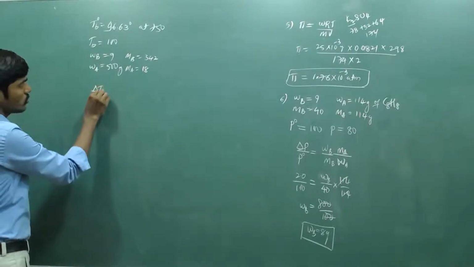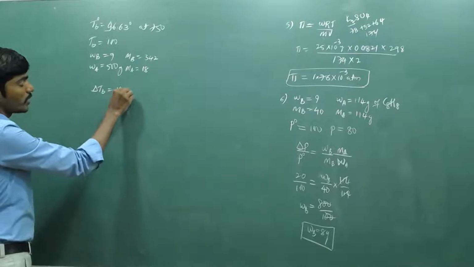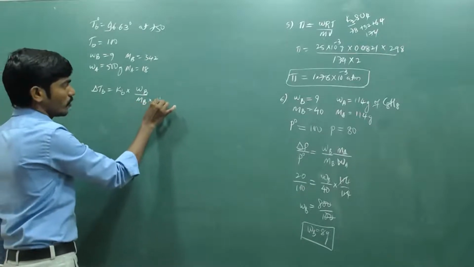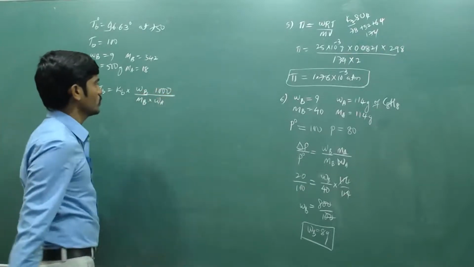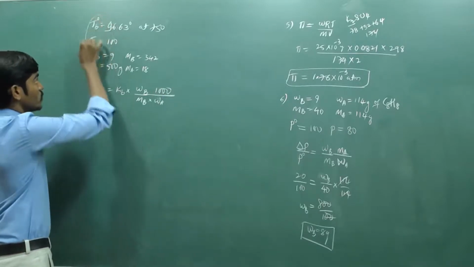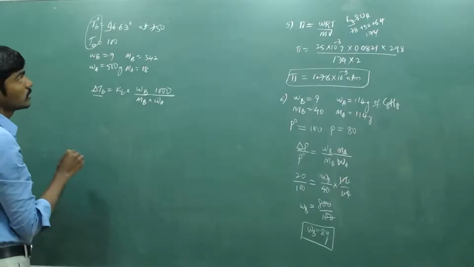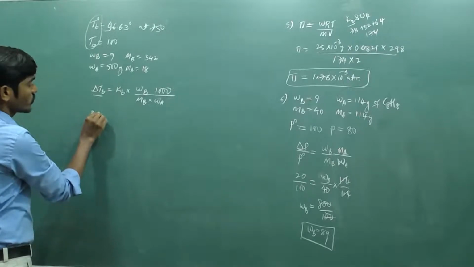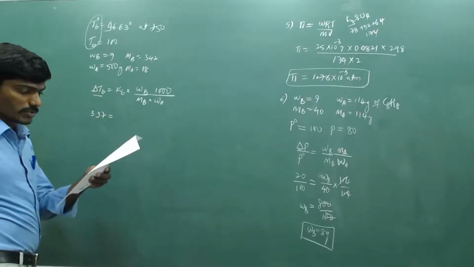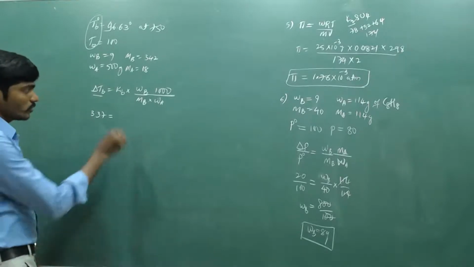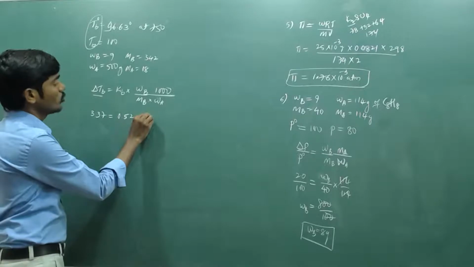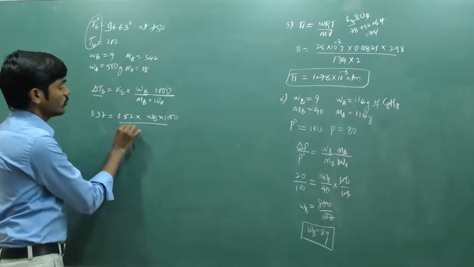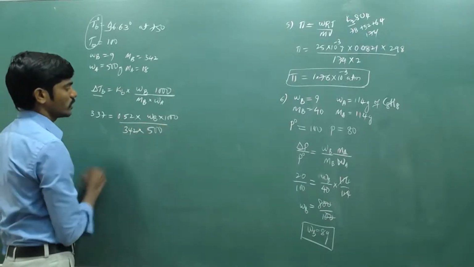So delta Tb is equal to Kb into m. m is the number of moles, which is mass by molar mass divided by weight of solvent, into 1000. This is the formula. Delta T, the difference, is 100.37 minus 100, which is 0.37. KB value is given. KB is 0.52. 0.52 into WB question mark into 1000, divided by MB 342 into WA 500.